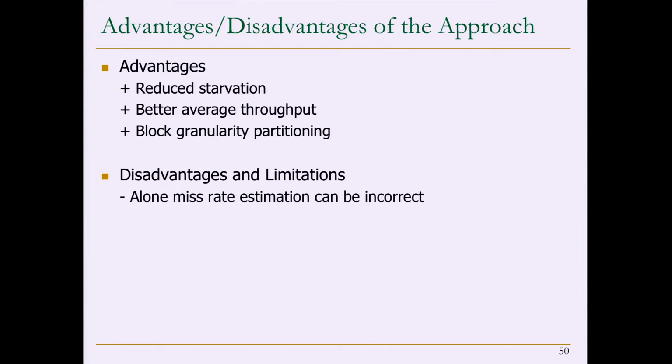Alone miss rate estimation can be incorrect. This paper actually assumes that you have a profiling run that gives you that. But that's actually very dependent on your input set. Is it scalable to many cores? This is always a problem with any kind of cache partitioning mechanism, actually. How do you scale it to many cores? Now your thresholds become even more complex.